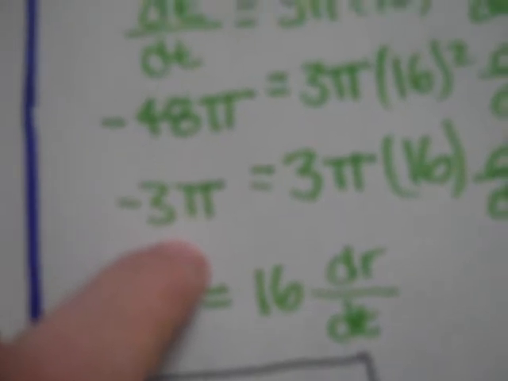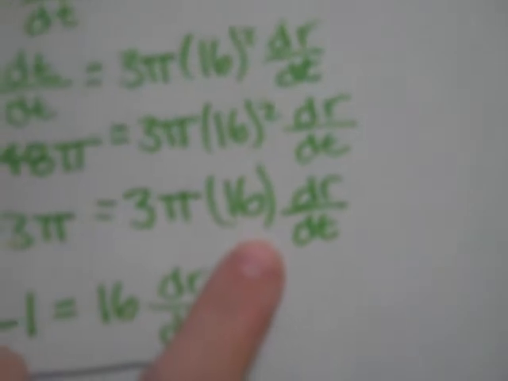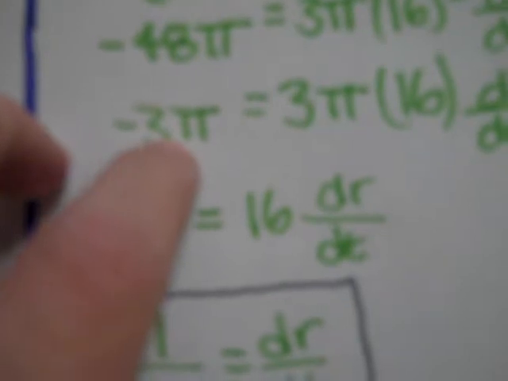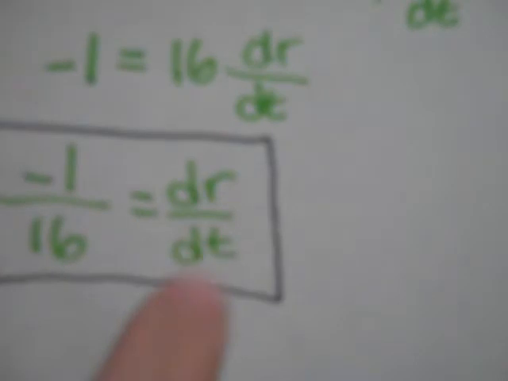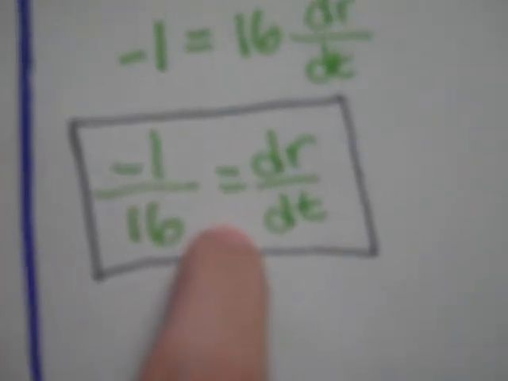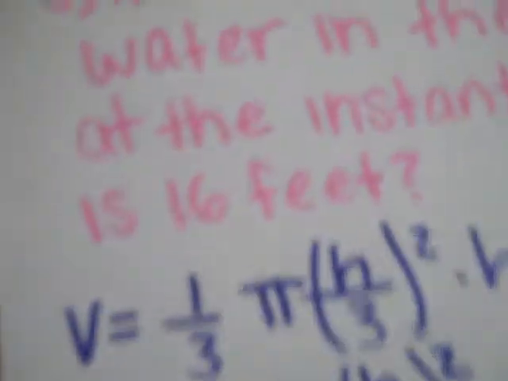Then 16 times 3 is 48, so you take a 16 out of here and a 16 out of here, and you get negative 3π equals 3π 16 dr/dt. And then you get rid of 3π on one side and 3π on the other side, so that gives you negative 1 equals 16 dr/dt. Divided by 16, negative 1 over 16 equals dr/dt. Now you have to solve for h. 60r equals 20h, divided by 20 gives you 3r equals h.